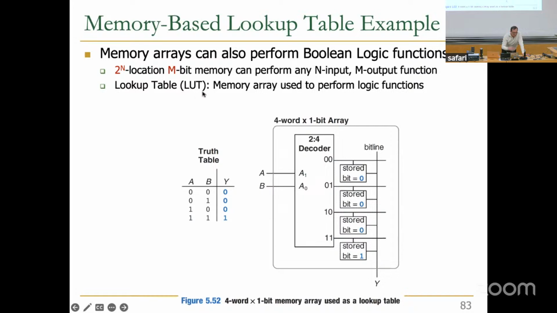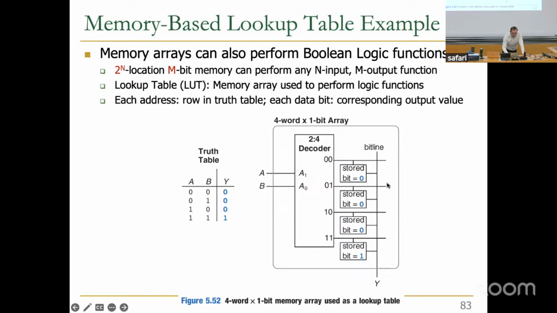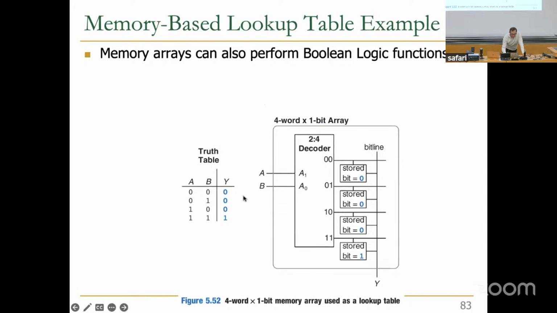So this is a lookup table. It's a memory array used to perform logic functions. Each address is essentially a row in the truth table. Each data bit that's stored corresponding to that row is the corresponding output value. So you can build this truth table with what I've shown you over here.